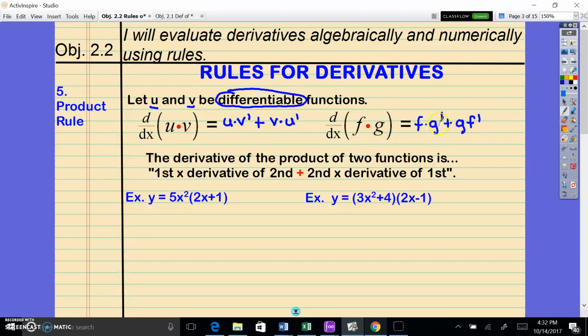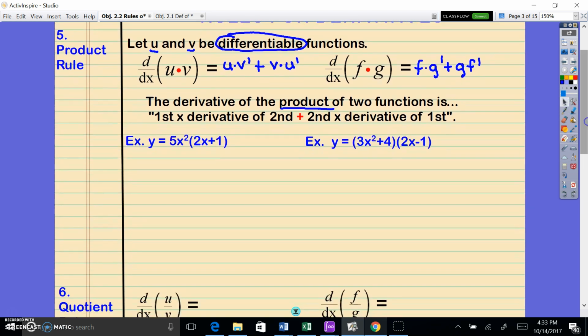And because it is plus, the order doesn't really matter, as long as you have one of the functions times the derivative of the other plus the other function times the derivative of the first. I wrote it out here so that you can read it and say it to yourself, because you are going to have to memorize this rule. The derivative of the product of two functions is first times derivative of second plus second times derivative of first. I have two examples here that I'm going to work out to see if you can better understand this rule.